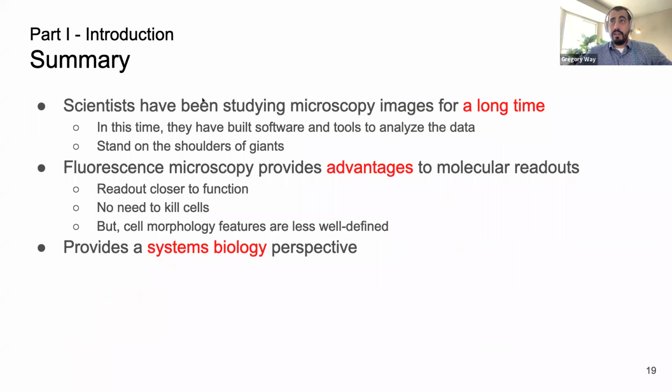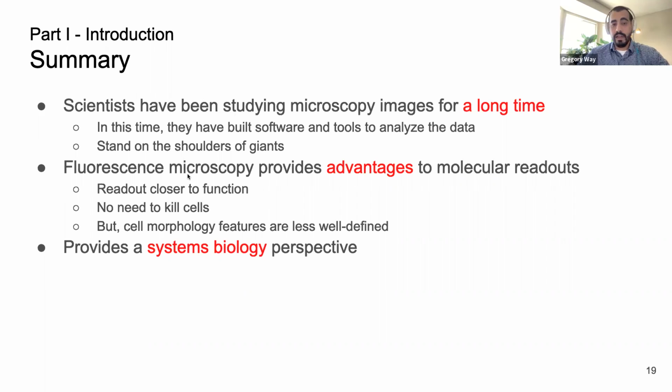So this is the conclusion of part one, just a summary of the introduction. So scientists, we've been studying microscopy for a really long time, since the days of Robert Hooke, but there's been a lot of progress that has happened over the course of these 350 or so years. We've built software and tools to analyze the data, and we have an immense amount of compute that's ready and able to really start churning on these data sets.